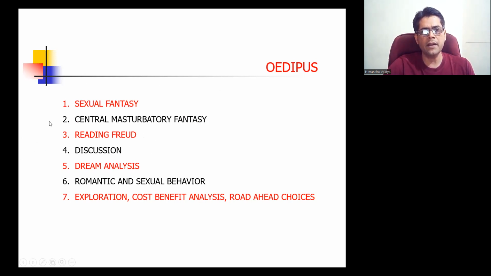Mostly try to get it out from the person. If not, then hint it in the third person. If not, then ask if this is the kind of problem. If not, give him reading, then discuss, then do dream analysis which may have these elements of Oedipus. Then analyze romantic and sexual behavior with factoring in this, and then explore it, do the cost and benefit analysis, road ahead choices, how the person would like to integrate this, and you work through the Oedipus.